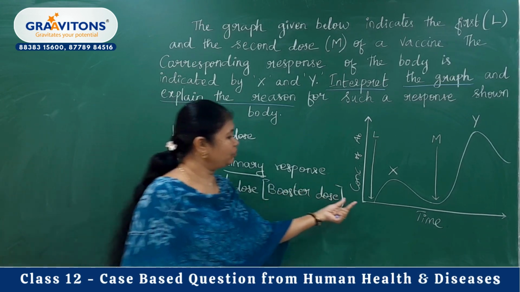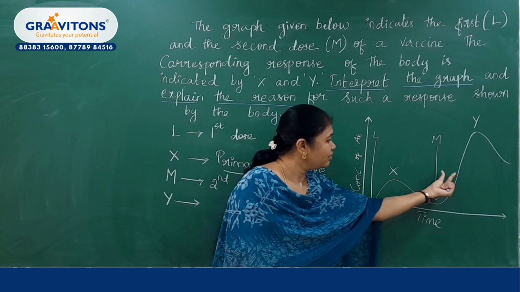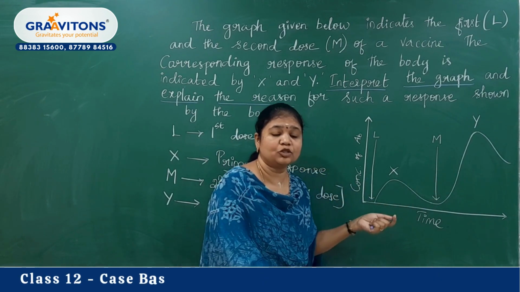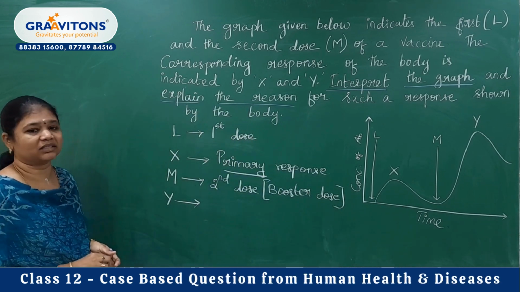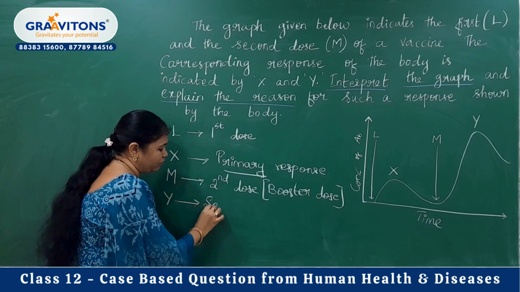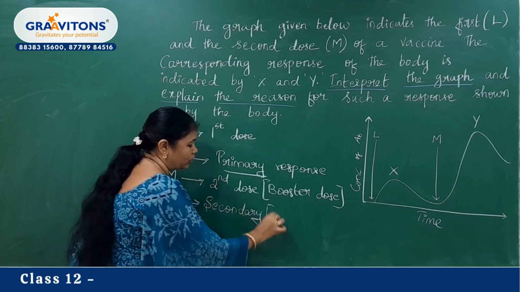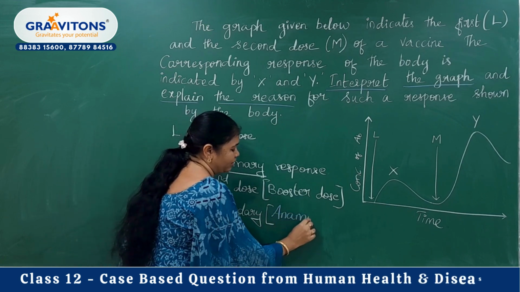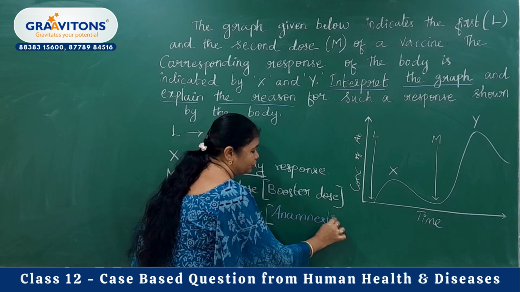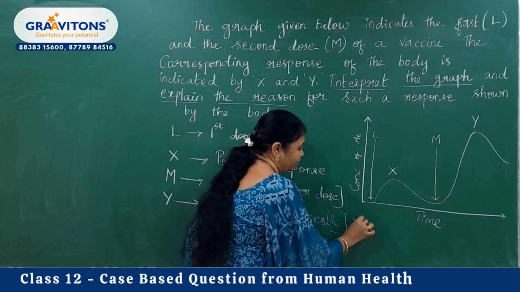If you take the time taken after introducing the second dose of the vaccine, the time taken is very less to produce the antibodies. Okay, so Y is known as the secondary immune response, which is also known as anamnestic immune response. So these two keywords let us learn very clearly.